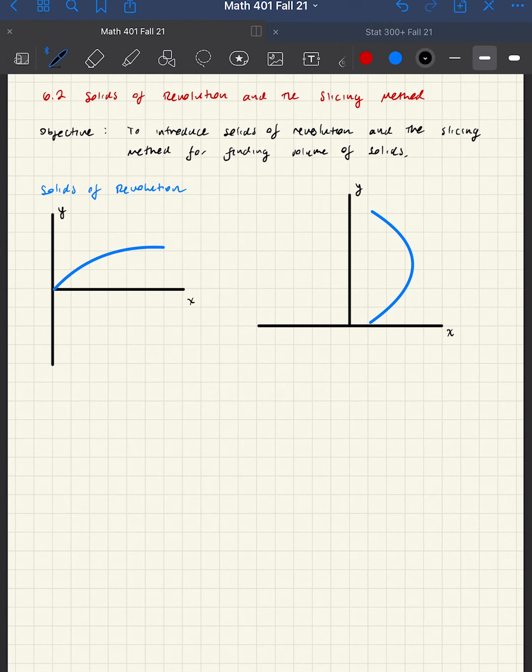Alright, so in this video we're actually going to get into it now by talking about solids of revolution and how we can apply what we learned in the last video to create something called the slicing method. Our objective here is to introduce the concept of solids of revolution and to introduce the slicing method correspondingly.